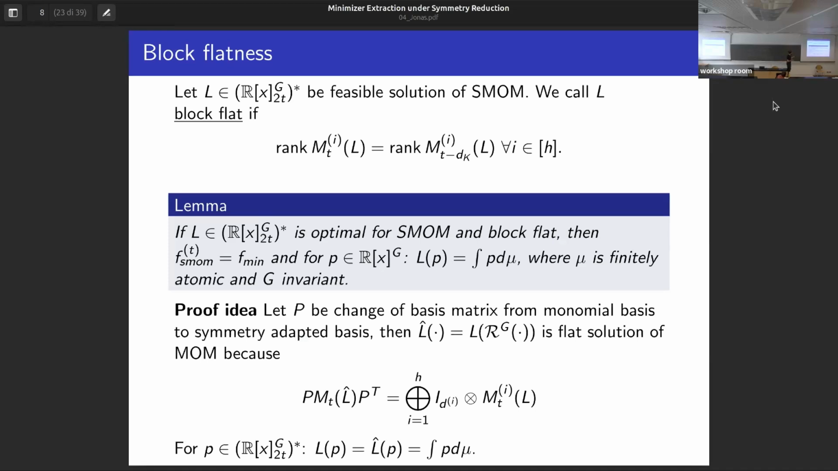Okay, and the proof is also conceptually nice to mention. The key point is you have to relate the two bases to one another, the standard monomial basis and the symmetry adapted basis. Let's say P is a change of basis matrix. And then the key identity which holds this together is given here. This guy here is just the standard moment matrix indexed by the standard monomial basis. And if you apply P and P transpose, you transform the indexing to the symmetry adapted basis, so you precisely get this block diagonalization.